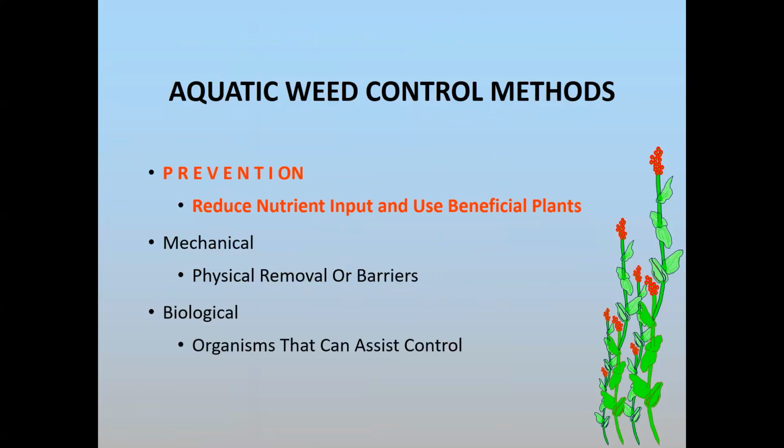Biological, we don't really have a lot of in our tool bag here in Maryland. A lot of other states can use grass carp, sterile grass carp, which actually feed on a lot of species of algae, but they're not legal here in Maryland. And so, again, if we can't remove it mechanically, then the option may be the use of herbicides.